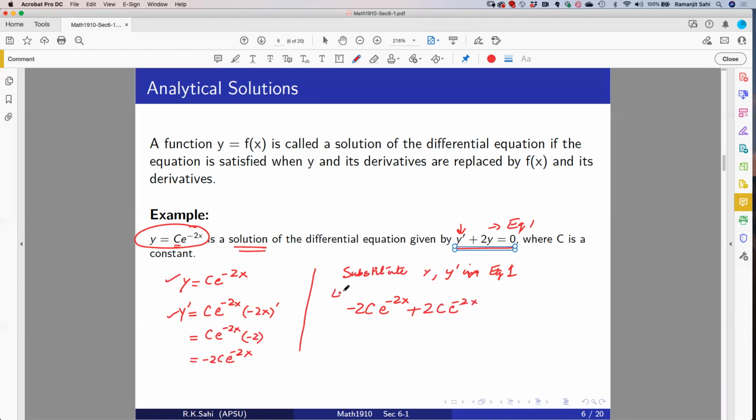Now remember, I'm starting from the left-hand side. So clearly these two terms are opposites of each other, so we get 0. So when you substitute on the left-hand side, we get 0, which is the same as the right-hand side. And hence, y equals c e to the power negative 2x is a solution of this differential equation. Now let's look at another example.